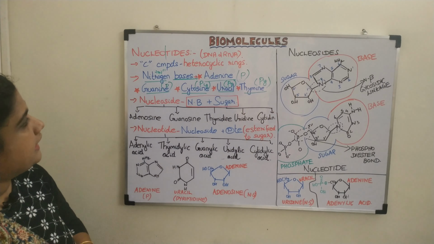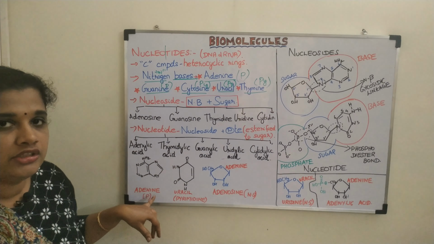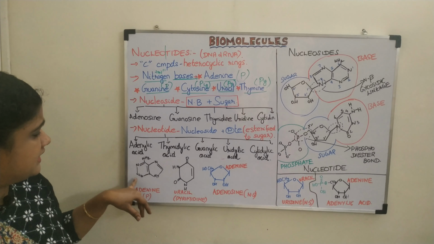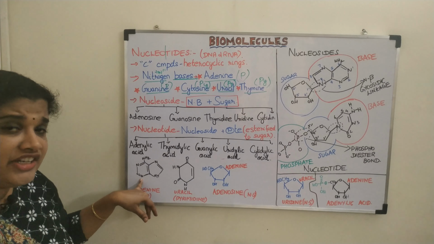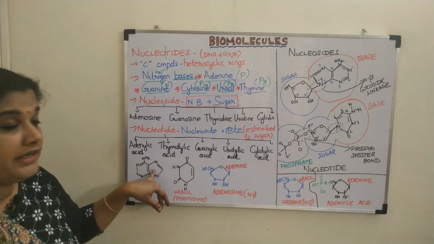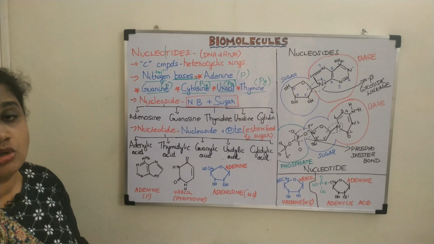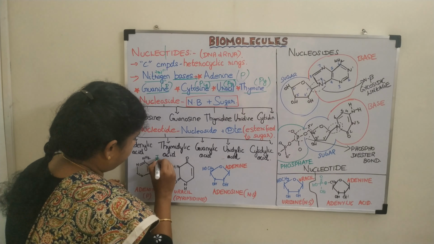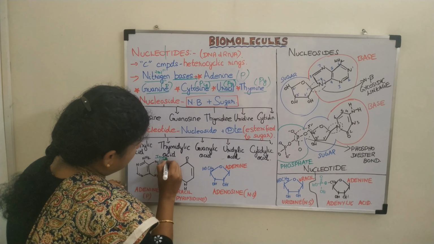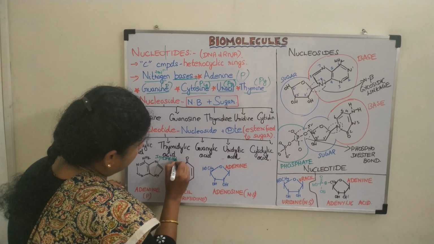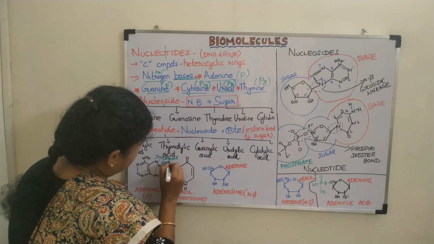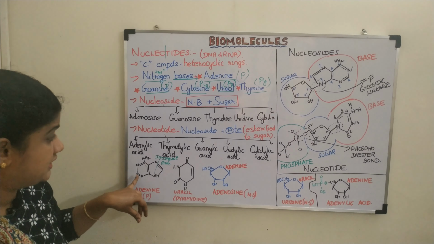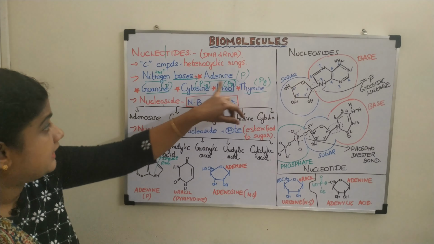You can see the adenine structure given in your book. Adenine has a cyclic ring containing nitrogen, and along with it there is another ring. This ring is known as an imidazole. This is an imidazole group, an imidazole ring. This is the structure of the nitrogen base adenine.